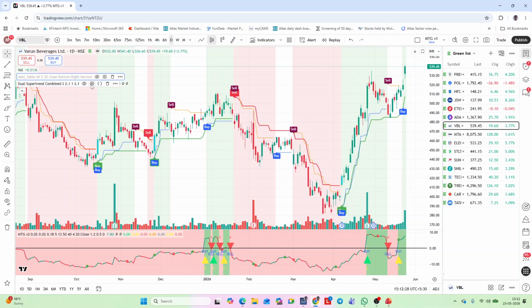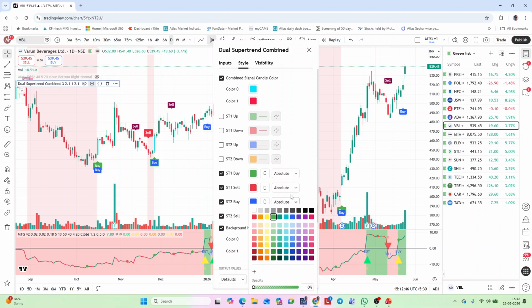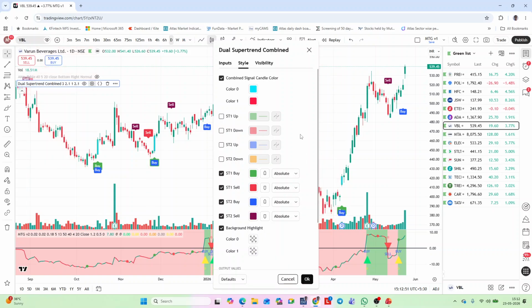So I will go to settings, and I don't need anything like this, so I will remove all of those. I just need this buy sell and buy sell. Second, I don't need the background either, so I can just remove the background. If somebody wants to keep the background, it will be green when the market is in an uptrend, and you will see a red background on the chart when the market is in a downtrend.